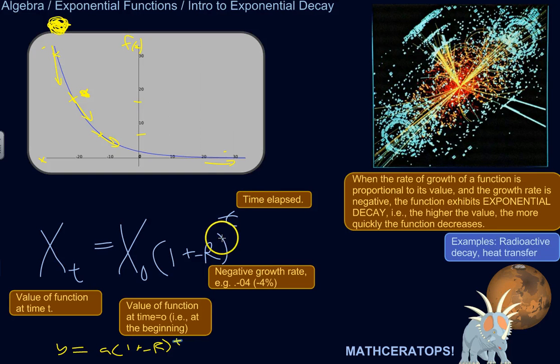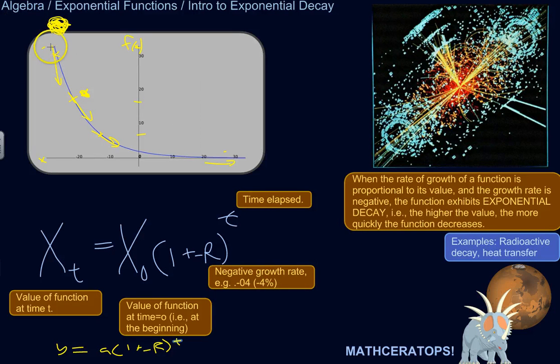So that's basically how it works. That's the basic idea: the value of the function at a certain time. The growth rate will be in terms of a period of time, so, for example, negative 4% per year, or negative 4% per day, or negative 4% per second. Then the time elapsed would be in terms of the period of decay. If something exhibits a growth rate of negative 4% per year, then t would represent years.